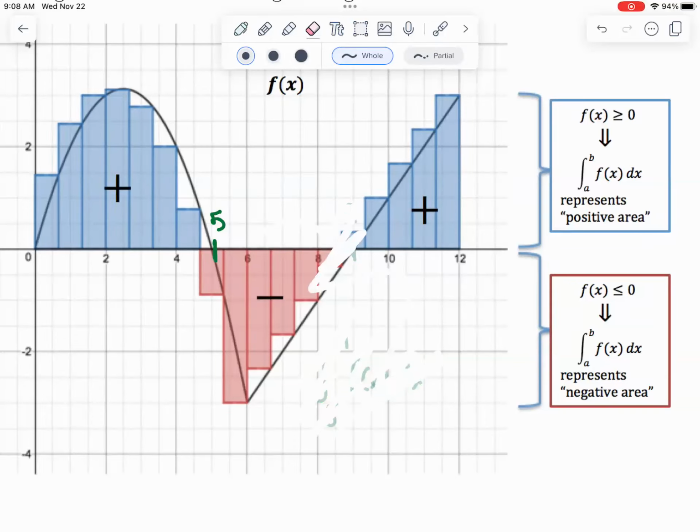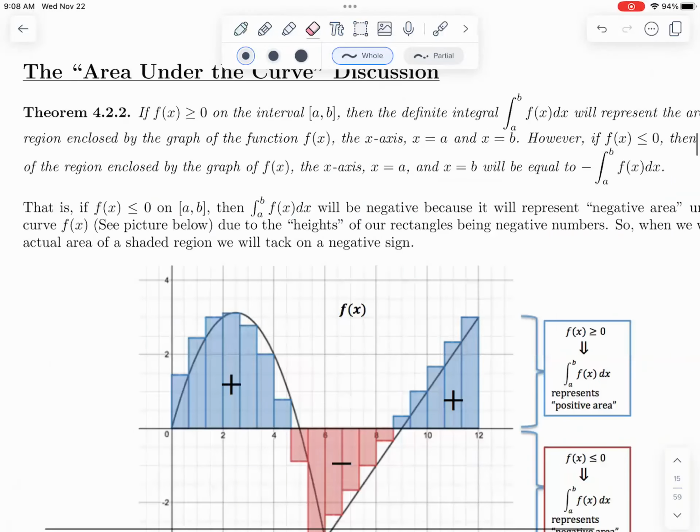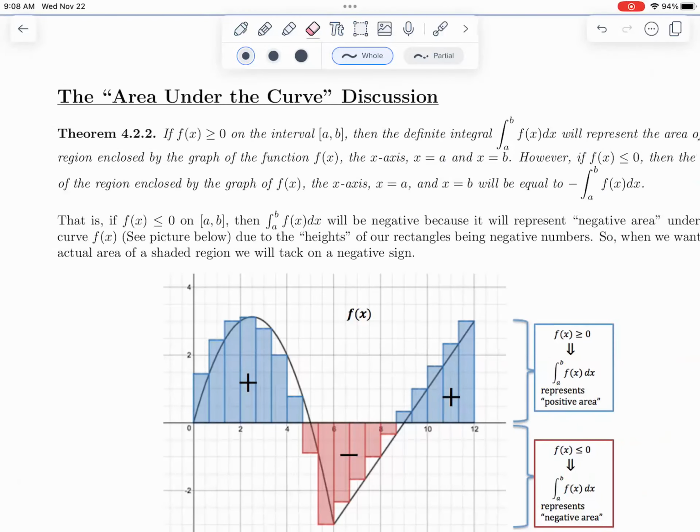As I explain in this little subsection here, if your function is less than 0, if you're below the x-axis, then the definite integral from a to b will be negative because it will represent negative area. Because what do you mean by the area under the curve if you're underneath the x-axis? Does that make sense? So in those situations, we just tack on a negative sign to take into account that we are dealing with heights that are quote unquote negative. That's how we handle that situation.